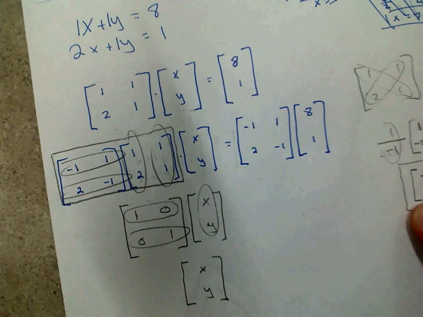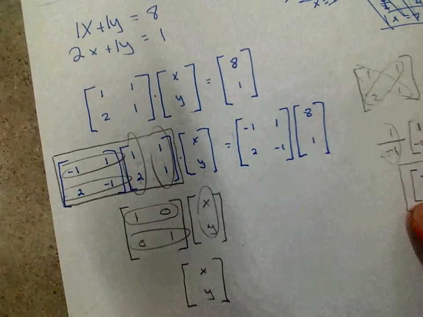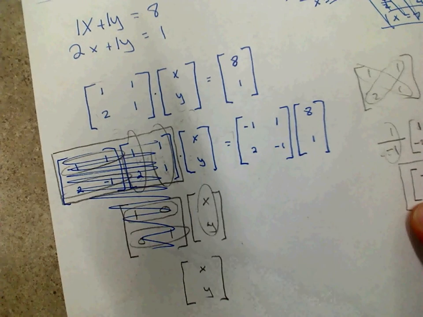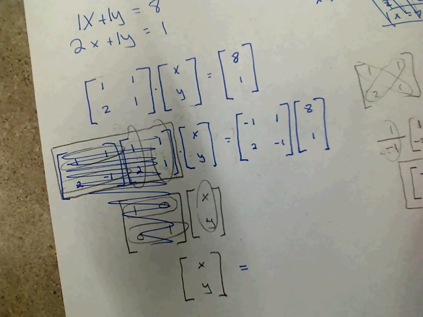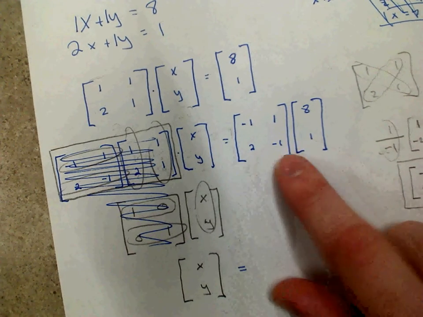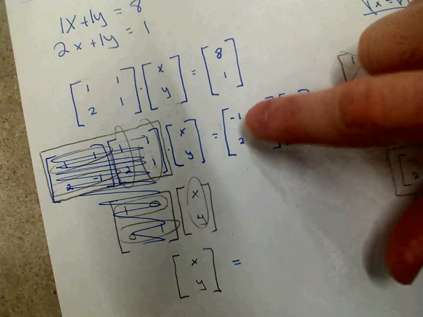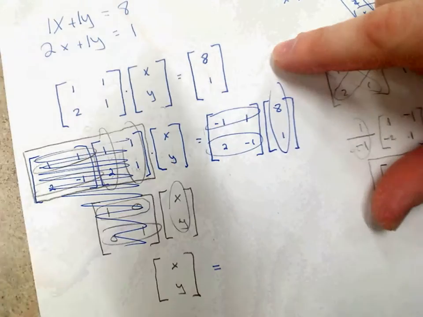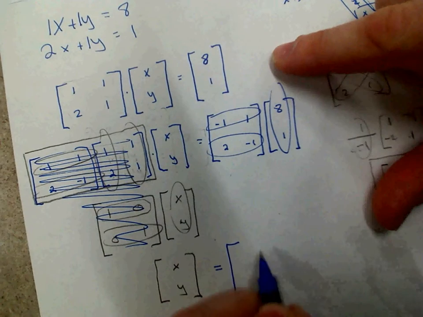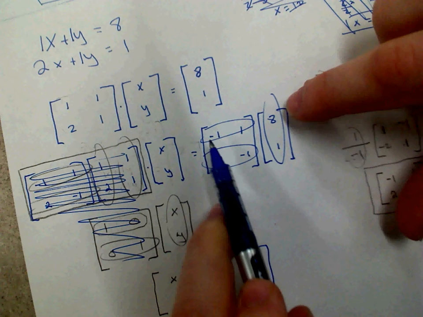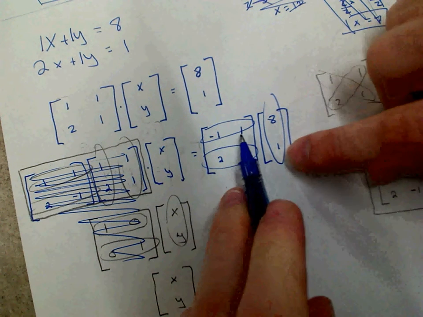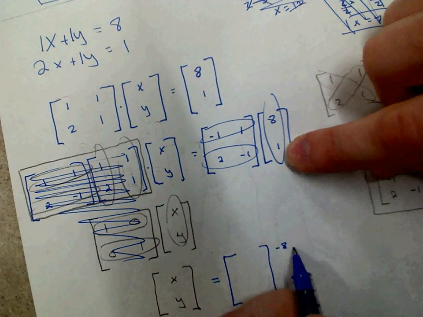And so the left side of my equation basically all cancels out, and I'm left with xy equals whatever this is. So really, all I'm doing is multiplying over here. So again, rows by columns. So I get negative 1 times 8 is negative 8, and 1 times 1 is 1. Negative 8 plus 1 is negative 7.